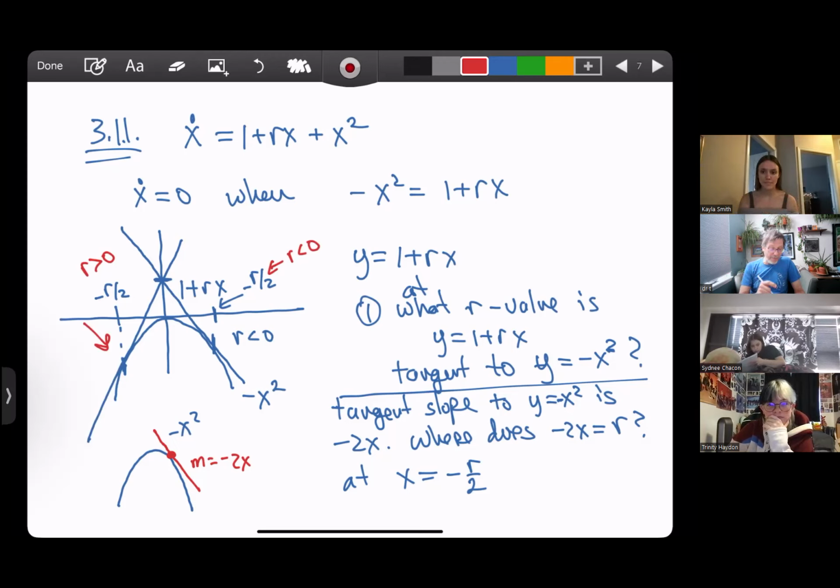What happens after r moves past those points? So like there's this whole range. Oh yeah, let's see here. So here's r positive, here's r negative, here's r 0 right here, right? So here's r equals 0. So what happens as r becomes more negative than that?